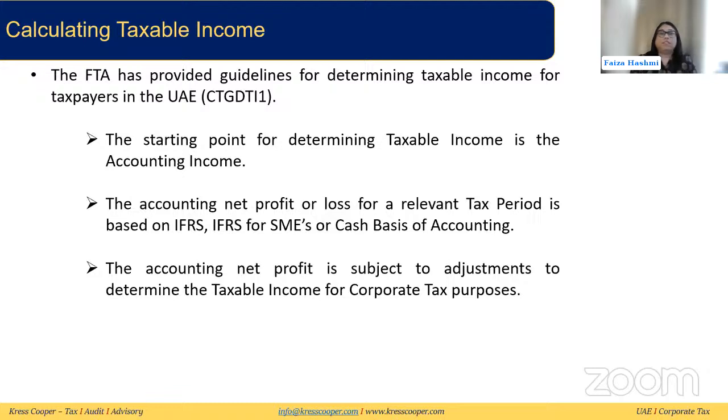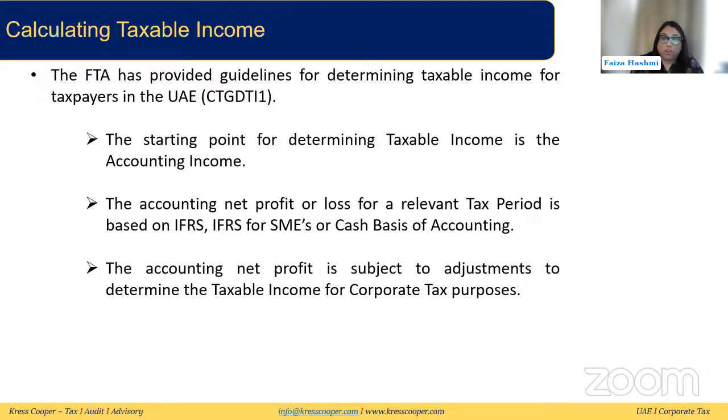Now, the starting point for determining any taxable income is accounting income. The accounting income is what is there in your financial statements. The accounting net profit or loss is the starting point. This is also called the indirect method of calculating taxable income, where we take the accounting net profit or loss as the starting point, and then we make adjustments according to the UAE corporate tax law. After those adjustments, we arrive at the taxable income on which the tax rate is to be applied.